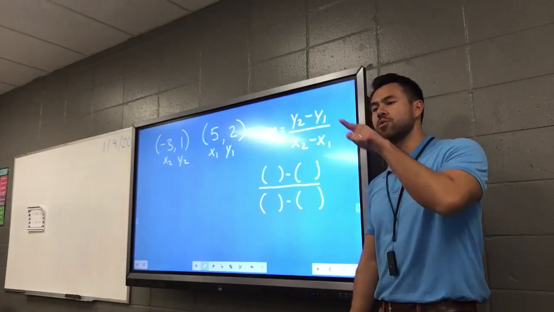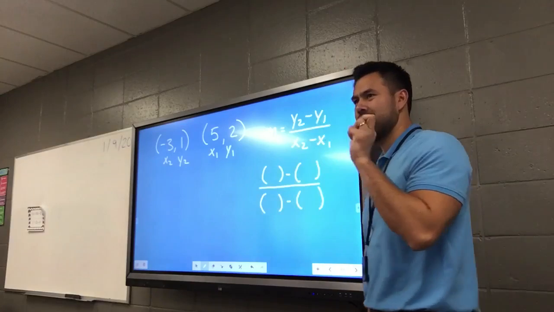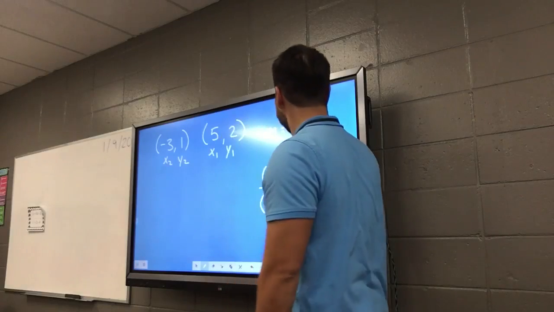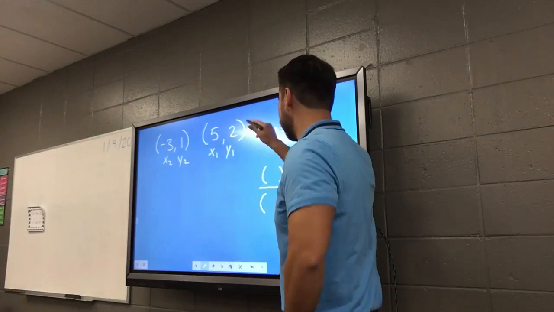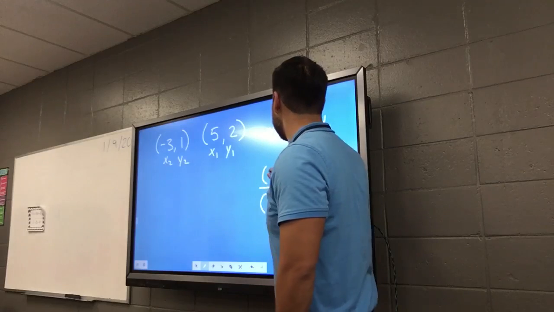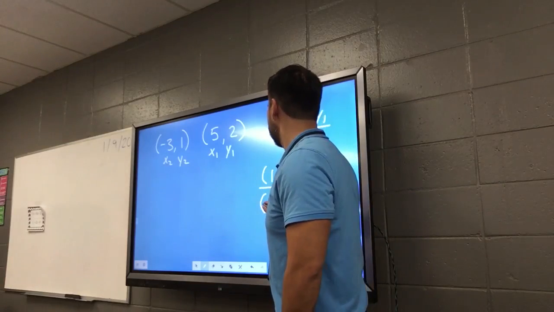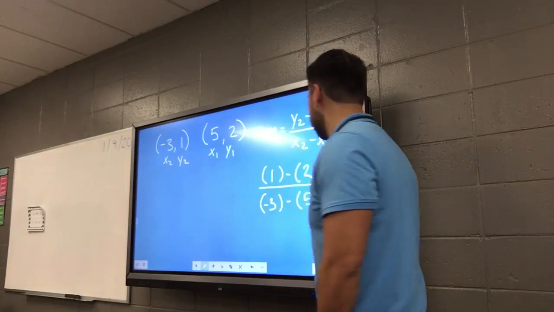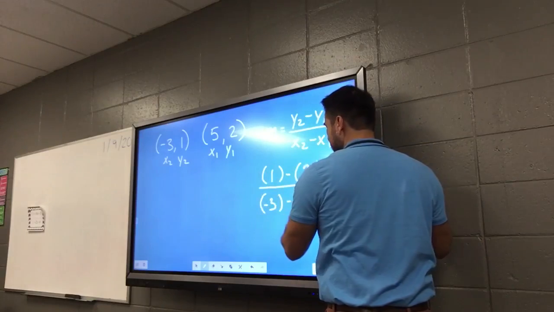So you just put the numbers where they belong. Who can give me all the numbers where they belong? Jimbo, the numbers according to this. And I'll just go left to right: 1 minus 2 over negative 3 minus 5. That's it. So y sub 2, y sub 1, x sub 2, x sub 1.